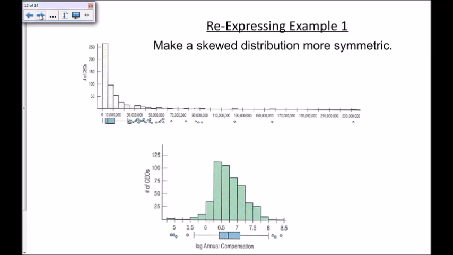Here is one example where we used re-expressing data. This data comes from yearly salaries of CEOs, which is a very, very skewed distribution. One of our goals is to make a skewed distribution more symmetric. The thing we did with this is we took the log of their annual compensation and it created a graph that is much more symmetric and much easier to analyze and to look at than the previous skewed distribution.